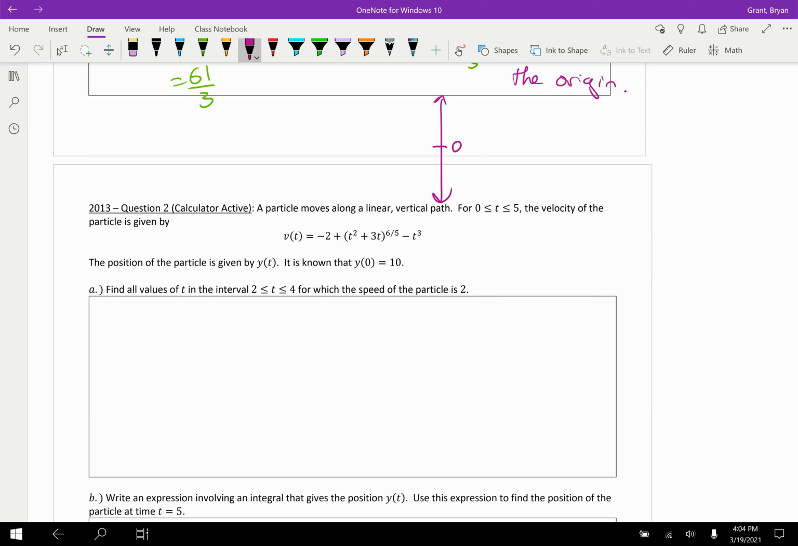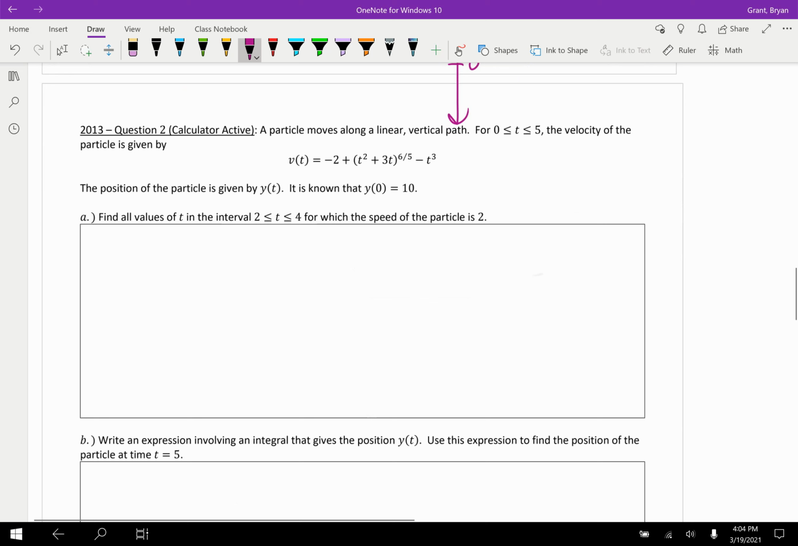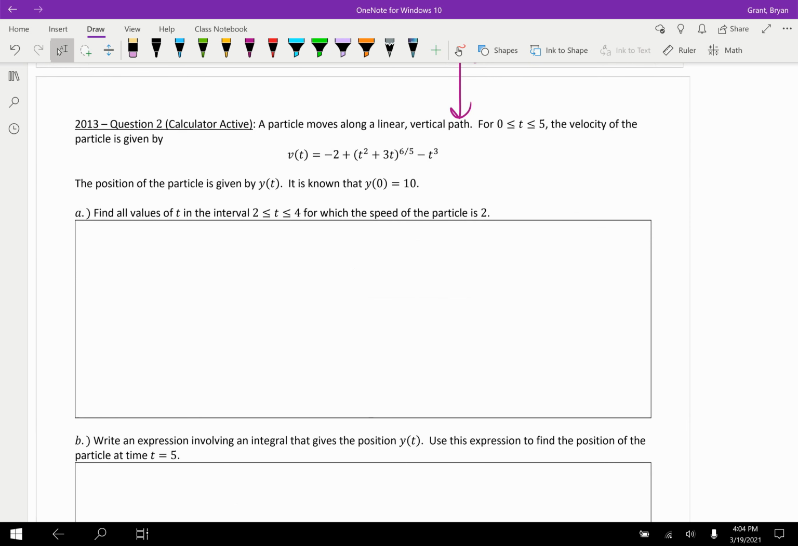Part A. Find all values t for which the speed of the particle is 2, looking only between 2 and 4. All right, well, we have three equations. We know that velocity controls the speed, but it also controls the direction, and that'll become important shortly. So what do we need to do? Well, we are looking for t, which means we don't know t in the equation over here. We're trying to find t. What do we know? We know 2. 2 is a speed, which is pretty much like a velocity.